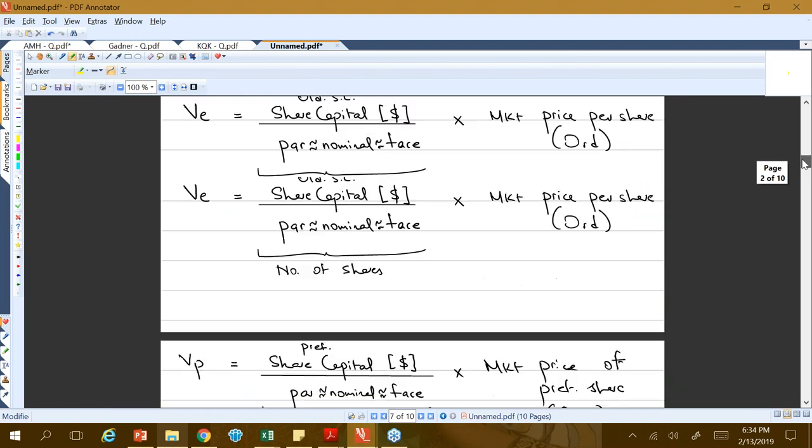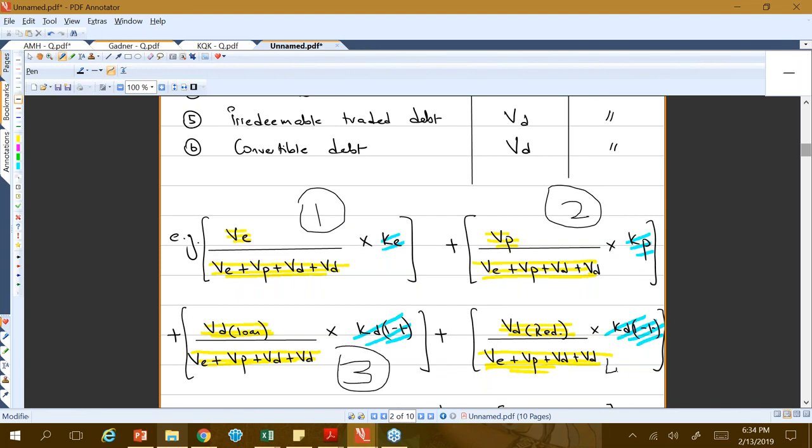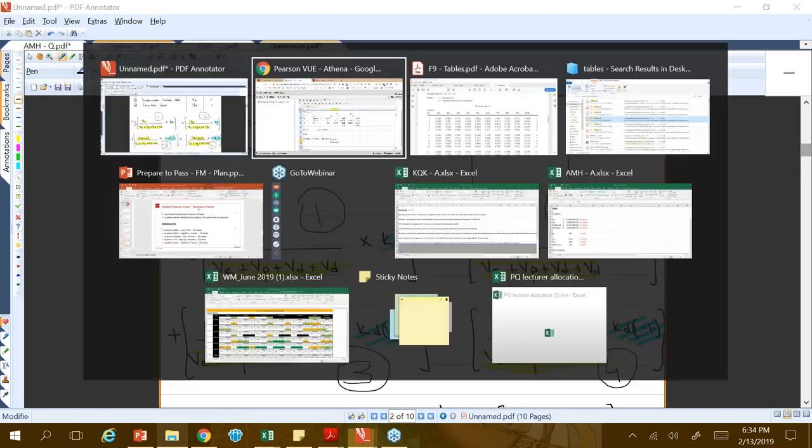Instead of doing all that in one function, I'm going to do it in 4 steps. In step 1, we'll do this. In step 2, we'll do this. Then step 3 here, and then finally step 4. So we're going to break this calculation down into 4 steps. The first one is VE over all the values into the KE. So let's go and do it.